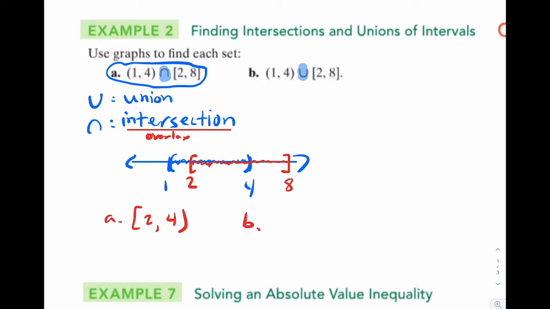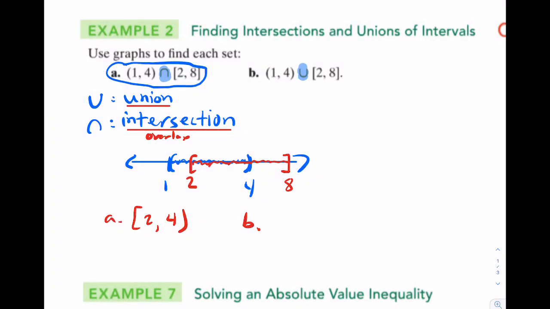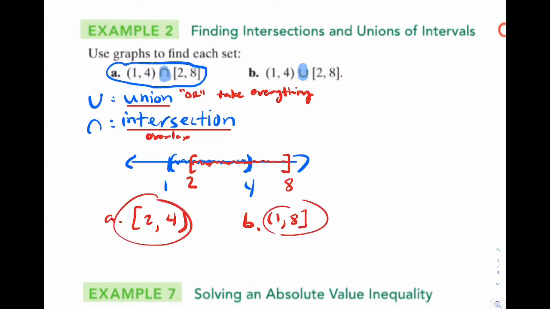For B, it's the exact same values except it's a union. Now for union, you have to understand union means or, meaning we want numbers that satisfy either one of those sets of numbers. So because it's an or, I think of it as take everything. Meaning everything that's shaded red or blue we want. So just take the whole actual number line that's shaded, which would be 1 to 8. So 1 parentheses, 8 bracket. And right there are your two answers.